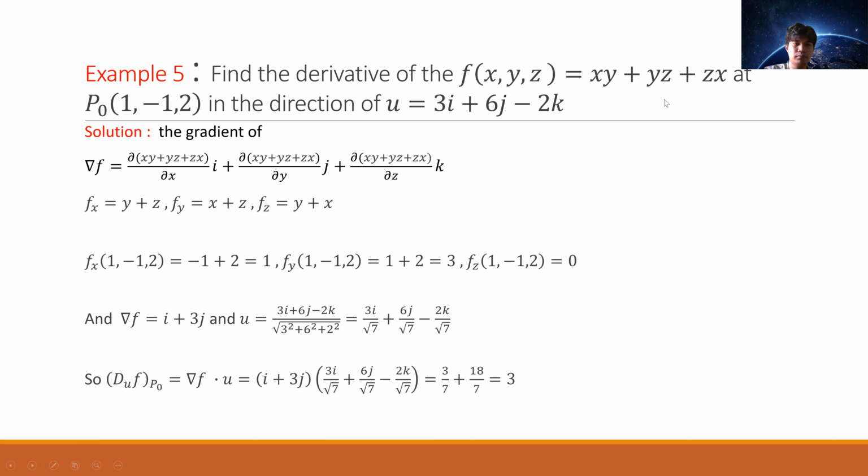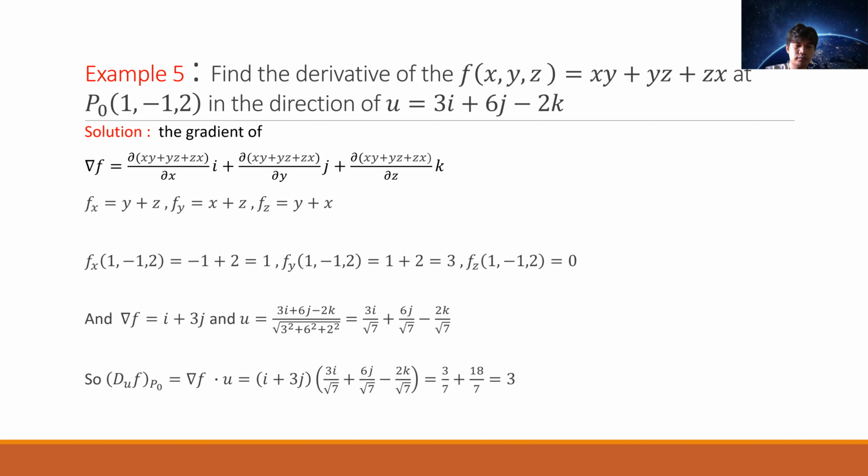This is also the last example: finding the derivative of the function f equals x y plus y z plus z x at p sub 0 equals (1, -1, 2) in the direction of u equals 3i plus 6j minus 2k.